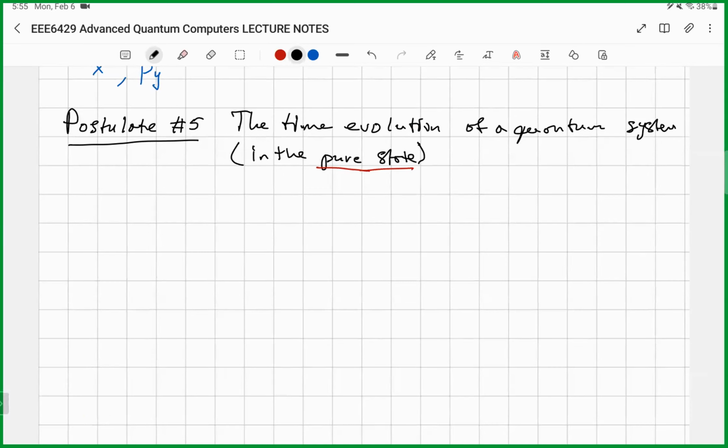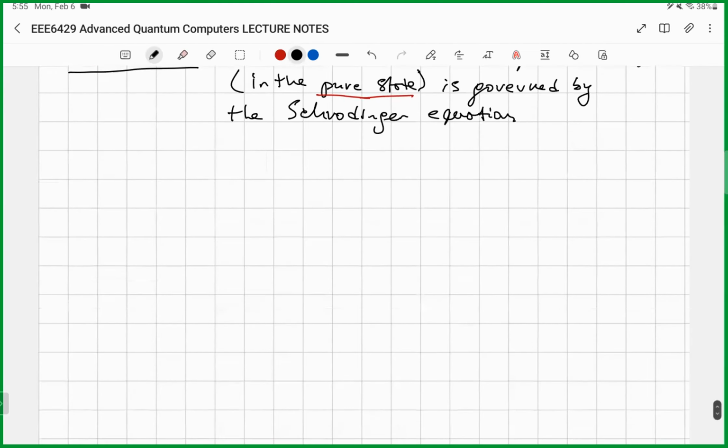So the time evolution of a quantum system in a pure state is governed by the Schrodinger equation. So let's postulate this equation, because basically Schrodinger equation was derived by Schrodinger.